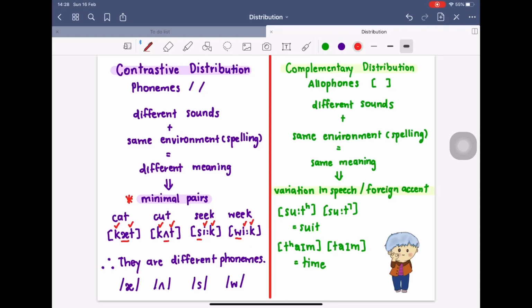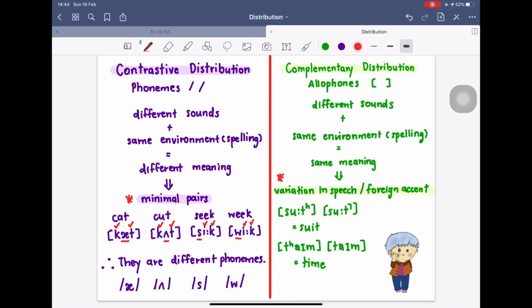So you can see that as the result of complementary distribution, we can get variation in speech, or another way, that is the foreign accent. Let's see the first example. The word suit can be pronounced in two ways. The first one is ending with aspirated t. So we can say suit. Or another way is ending with unreleased t. So we can say suit. So aspirated t and unreleased t are just the allophones of the same phoneme t.